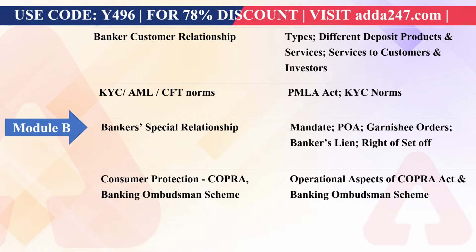Now, if we talk about module B, first we have to cover the banker-customer relationship, the bailor and bailee relationship, and the lessor and lessee relationship. Apart from that, we have to cover the multiple types of banker-customer relationship: the different deposits, products and services, services to customers and investors, how these services are provided, and what type of relationship the bank maintains while providing them. We have to cover all these things in the banker-customer relationship.